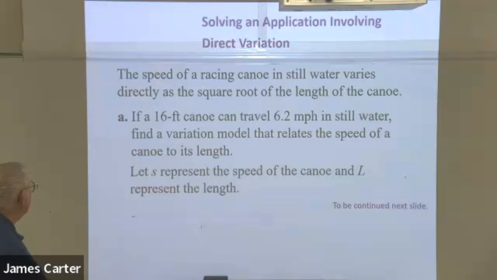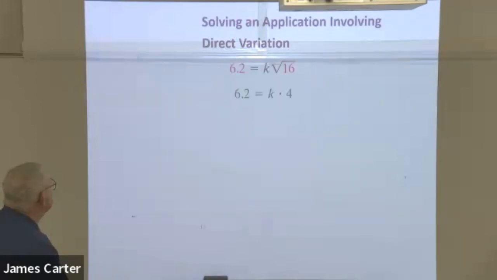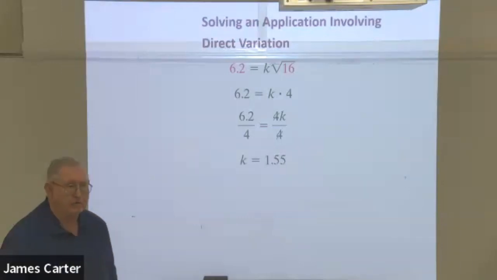Okay, well, let's let S represent speed. I'd rather use R for rate, but will you go with that? L for length, that's kind of obvious. And then we've got K. This is a direct variation problem. So we put the 16 in here, the 6.2 miles an hour. Square root of 16 is 4. Divide by 4. So my equation of variation is S equals 1.55 square root of L.